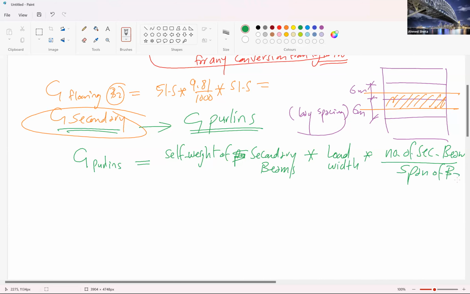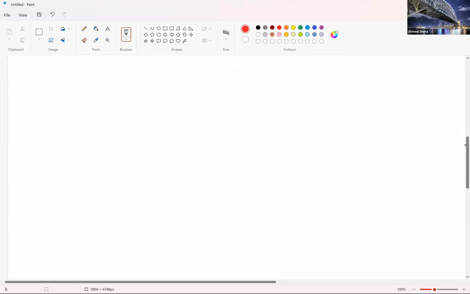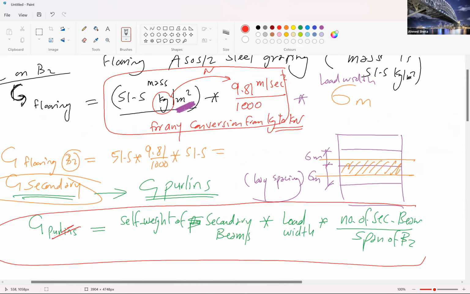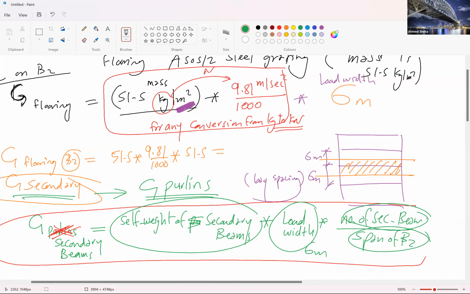Thank you, Erin. So this is the equation you need to use to calculate the load. Sorry, I will remove this and put secondary beam, because they are a similar procedure. So: self weight of secondary beam, load width of the beam, which is here 6 meters, number of beams, divided by span of B2.